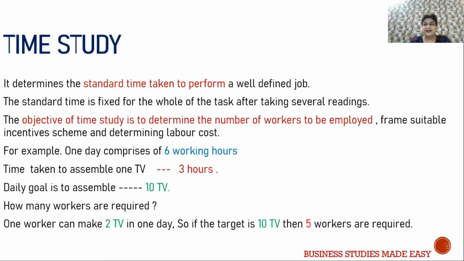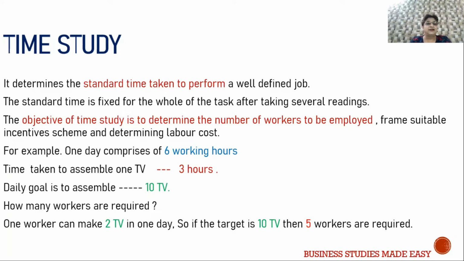Then comes time study. So he said time study is undertaken with the main objective to determine the number of workers to be employed. Remember this, number of workers that need to be employed. How do you decide how many workers you need? You will decide with the help of time study. So I've given one example here. Let us say one day has got 6 hours. Normally it has 8 hours, so let's say 2 hours break in between. So 6 hours of working.